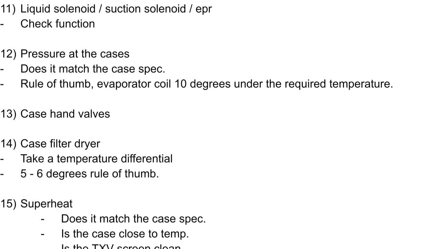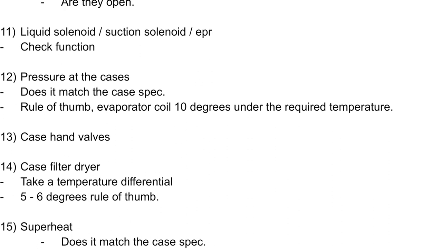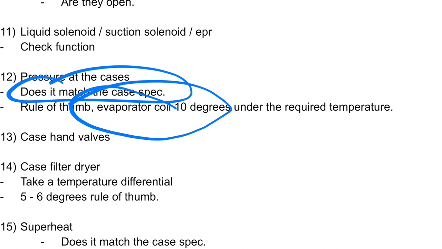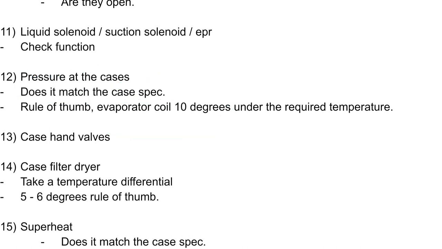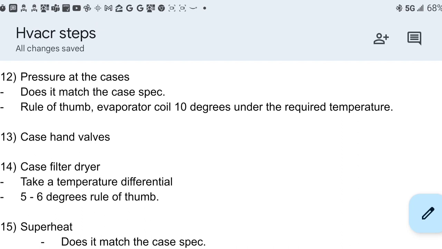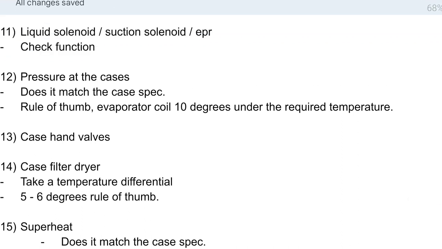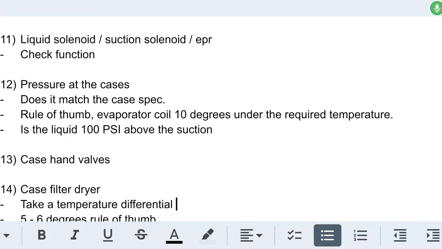Next up is pressure at the cases. You need to look at your pressure at the cases. A rule of thumb for the suction pressure is, does it match the case spec? Obviously, that is what you're looking for. And the rule of thumb for the evaporator temperature is about 10 below your desired case temperature. So if you're looking at your suction and your evap coil is 22 degrees, your case will be around 32. That is the rule of thumb.